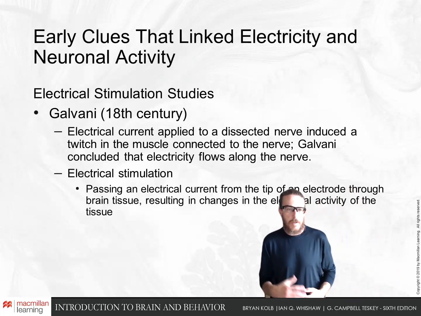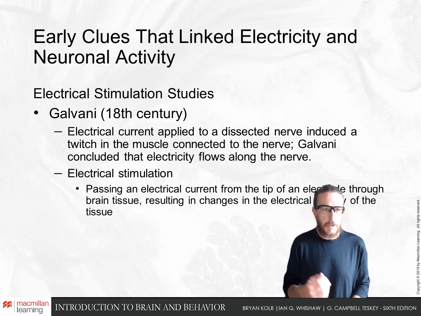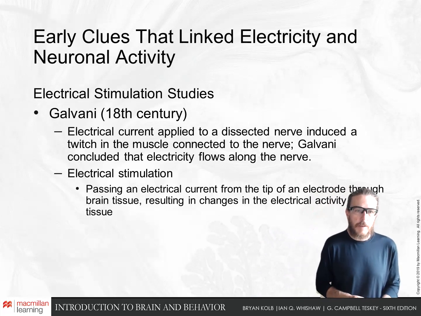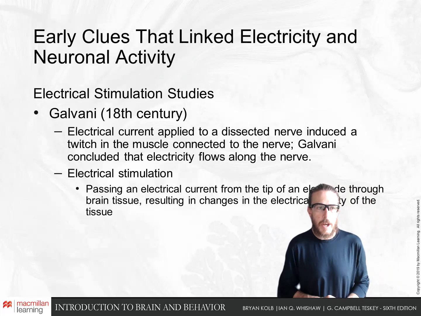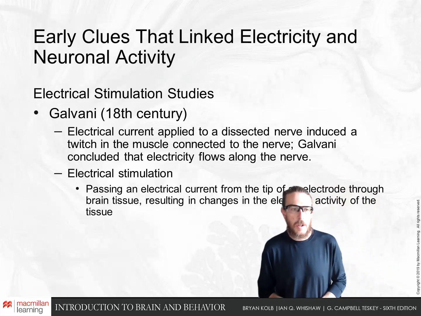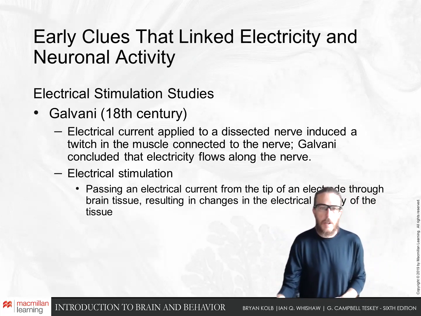In the 18th century, it was beginning to be understood that our nervous system might have influence from electricity. People were dissecting nerves and found that electrical current being applied to them allowed the muscles to twitch. So Galvani proposed that electricity flows along the nerve.